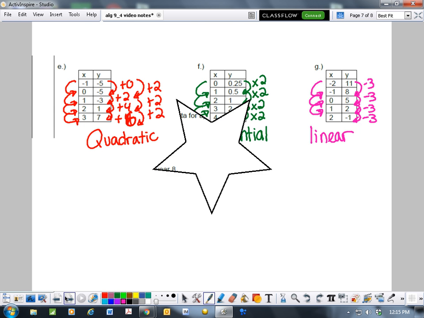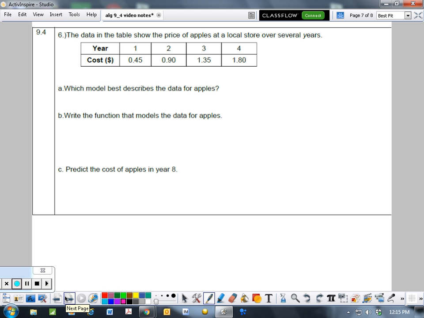Okay, let's look at another problem. The data in the table shows the price of apples at a local store over several years. Which model best describes the data for apples? So let's look at what's happening here. We add 0.45, add 0.45, add 0.45. It looks linear based on the fact that I'm adding the same thing each time.